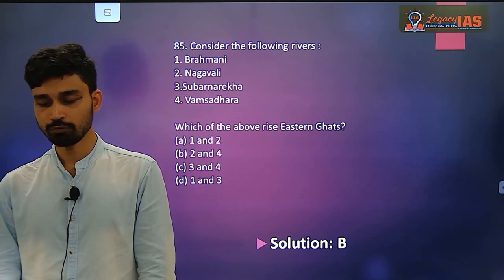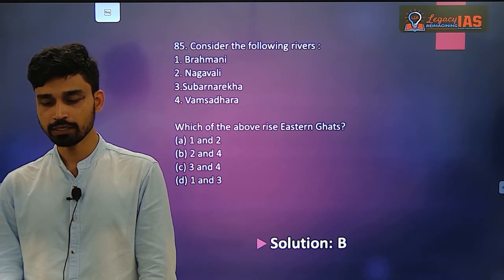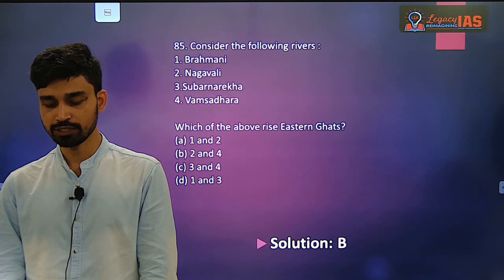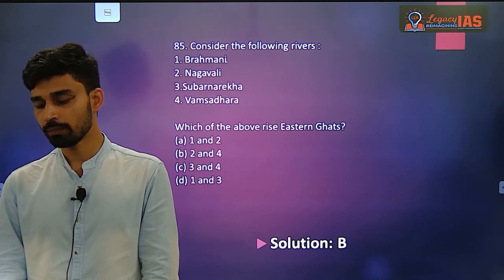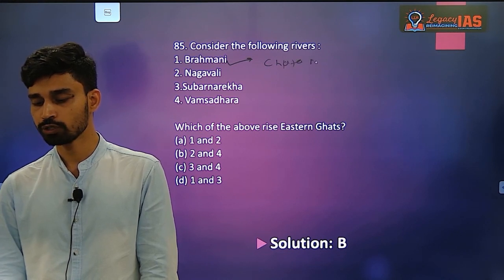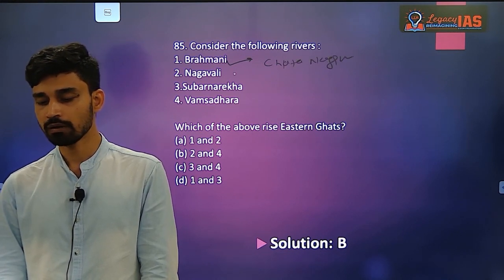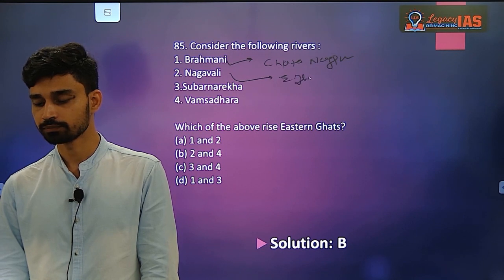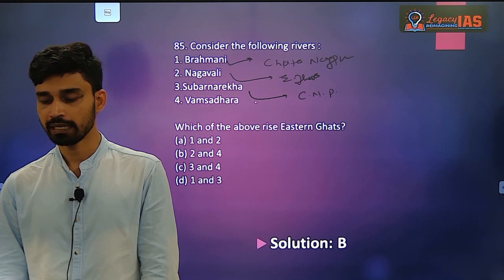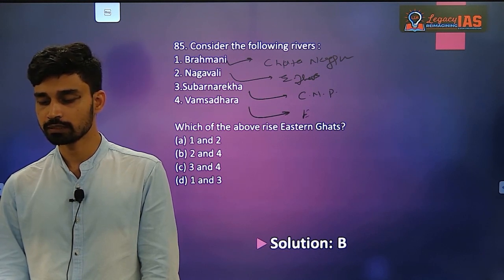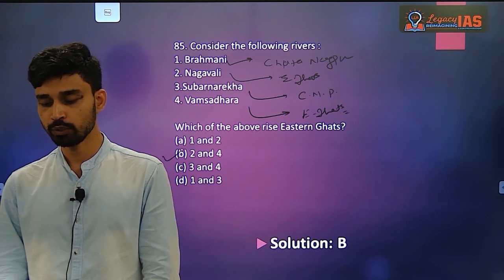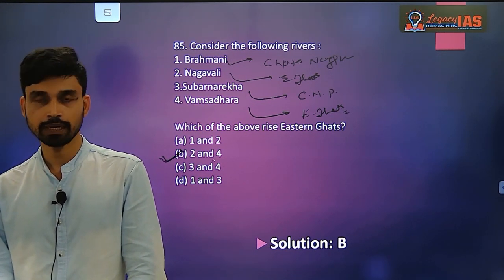Then consider the following rivers. We have Brahmani, Nagavali, Suvarnarekha and Vamsadhara. Which of the rivers originate in the Eastern Ghats? Brahmani river originates from Chota Nagpur plateau. Nagavali river originates from Eastern Ghats. Suvarnarekha river also originates from Chota Nagpur plateau, and Vamsadhara river originates from the Eastern Ghats. So, this is again a very factual question regarding the rivers. Correct answer will be 2 and 4, that is Nagavali river and the Vamsadhara river.